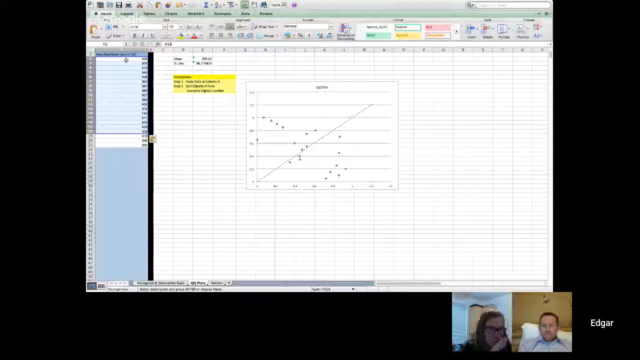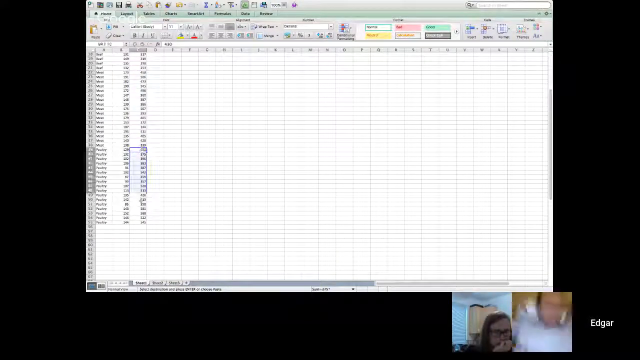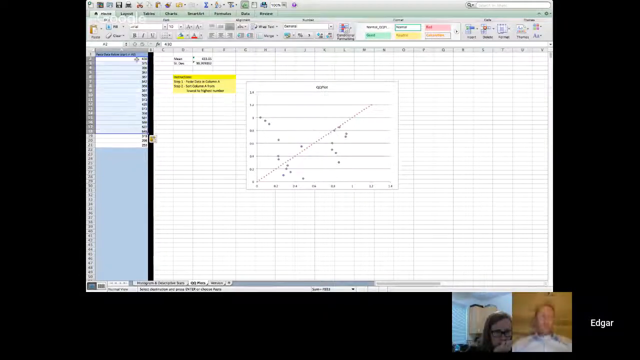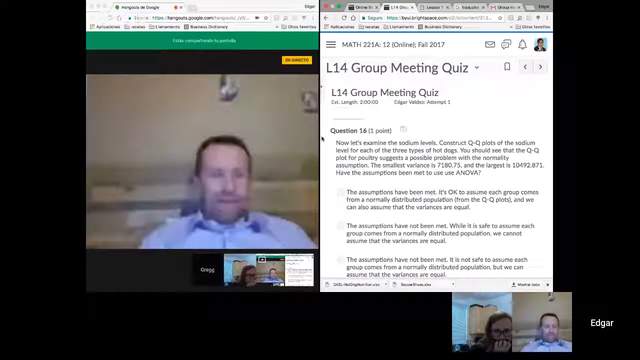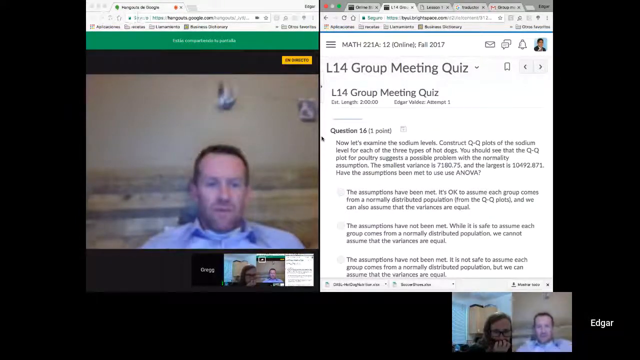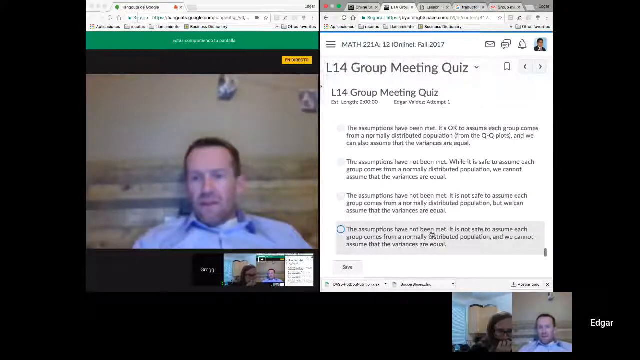Did you do some QQ plots? Yes, and they are not normal. So the assumptions have not been met. It's not safe to assume each group comes from a normally distributed population, but we can assume that the variances are equal. Let's check out the variances.